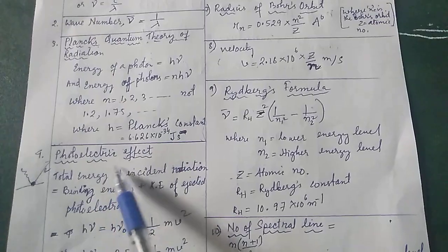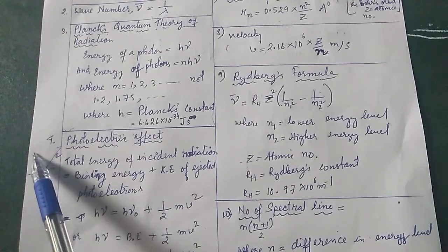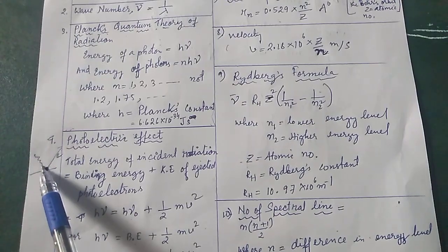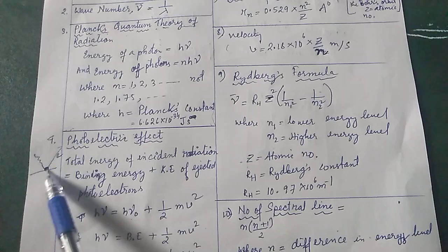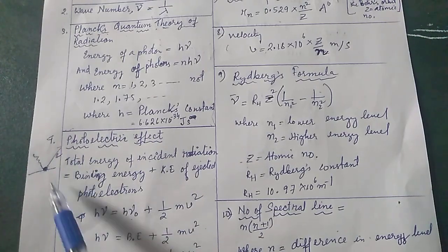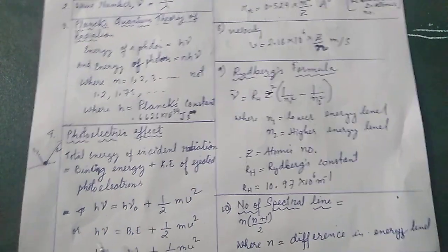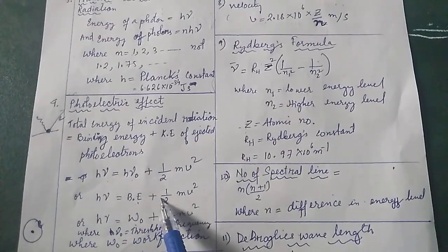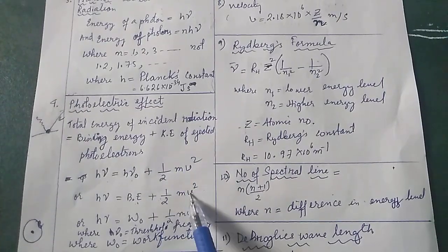Next, let's go to the photoelectric effect. Photoelectric effect means when energy falls on a metal surface, that means incident radiation, this energy is used up in breaking the binding energy of the electrons with the nucleus, and the remaining energy is used in ejecting the electrons as kinetic energy of the ejected photoelectrons. So binding energy plus kinetic energy of the photoelectrons. The formula of kinetic energy is half mv square.